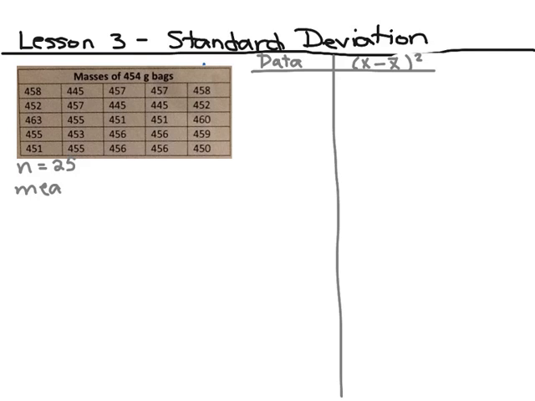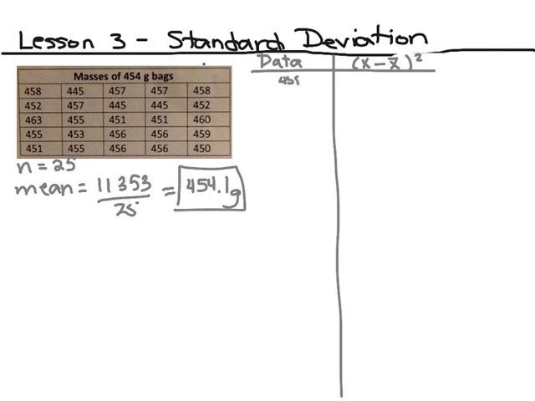The mean, when you add up all of these numbers together, you should get 11,353. And divide by 25 is equal to 454.1. So that's our mean. So our data, 458, 452. Just write out all your data.